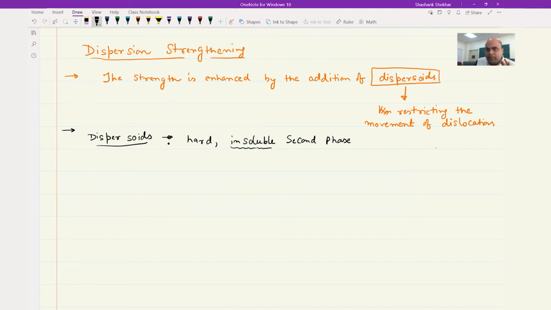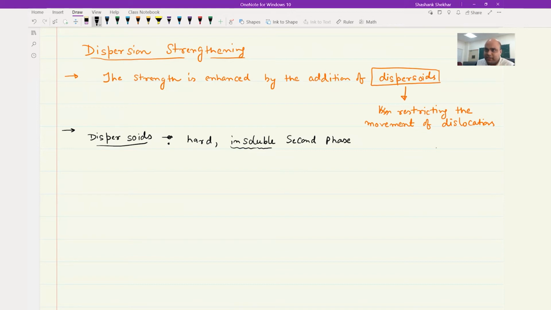So if you remember, the precipitates are forming from the matrix itself. So when you quench it and then age it, this beta phase was coming from the alpha matrix, right? So these precipitates were forming in situ. They were coming out from the matrix itself. In dispersion strengthening, these dispersoids are added from outside. So you are adding, say, oxides, nitrides, some hard particle. Okay, you are adding it from outside. So that is one of the differences between precipitates and dispersoids.